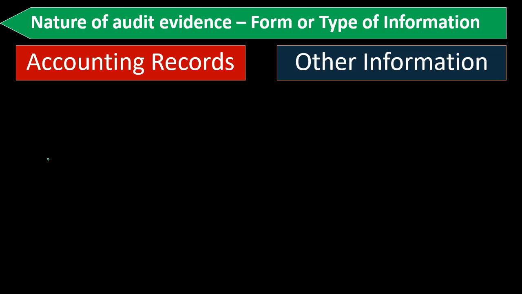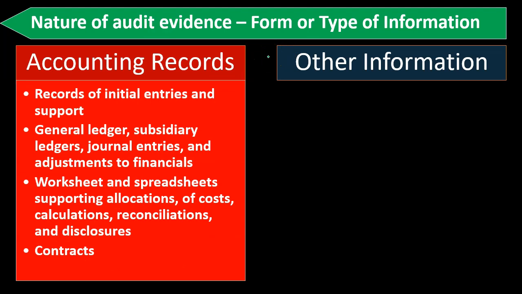Nature of audit evidence, form or type of information. So when we're considering what is the nature of the audit evidence, we're thinking about the form or type of information. We have accounting records, and then we have other types of information. The accounting records include things such as records of initial entries and support, general ledger, subsidiary ledgers, journal entries and adjustments to financial statements, worksheets and spreadsheets supporting allocations of costs, calculations, reconciliations, and disclosures, and any kind of contracts. These are the things that we would consider in basically the accounting records.